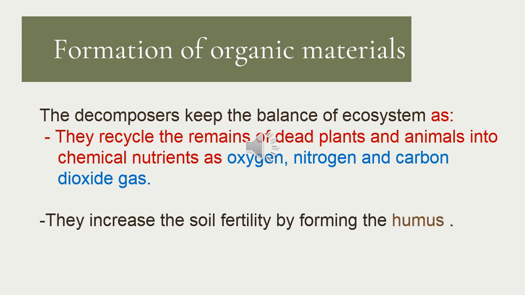Can anyone tell me what is the role of the decomposers like bacteria and earthworms in the ecosystem? Think more. Super. They are recycling the dead plants and dead animals and decomposing their bodies into chemical nutrients like oxygen, nitrogen, and carbon dioxide gas. And they are forming a material which is rich in these nutrients. This material is called humus.